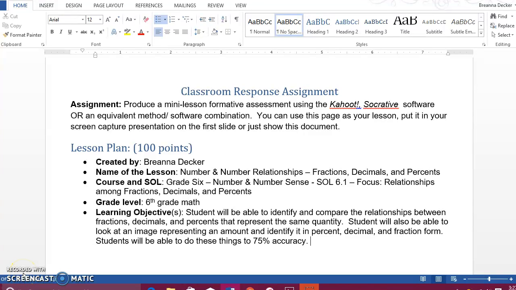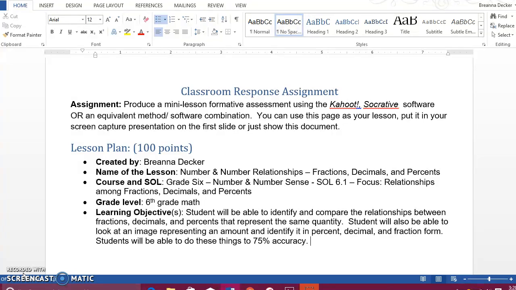Hi, my name is Brianna Decker, and today I'm going to be going over the lesson about number and number relationships between fractions, decimals, and percents. This is SOL 6.1, which is for 6th grade, and it is a general math lesson that focuses on relationships between fractions, decimals, and percents, and writing these numbers in different ways, representing the same quantity, and being able to recognize those relationships.